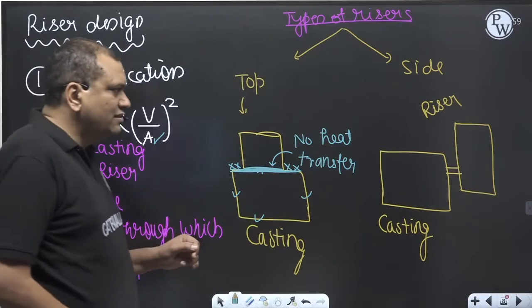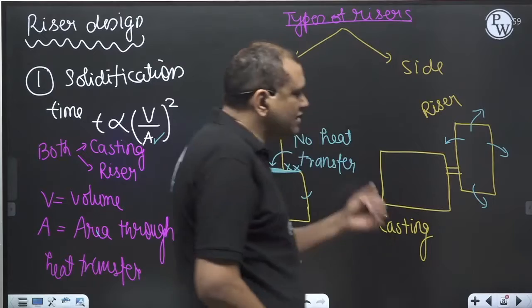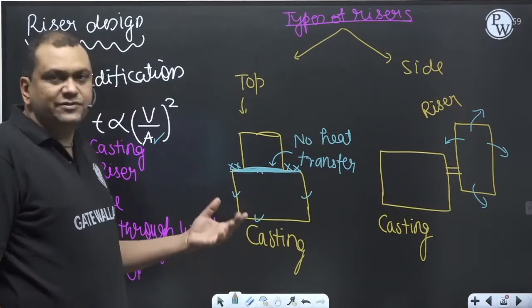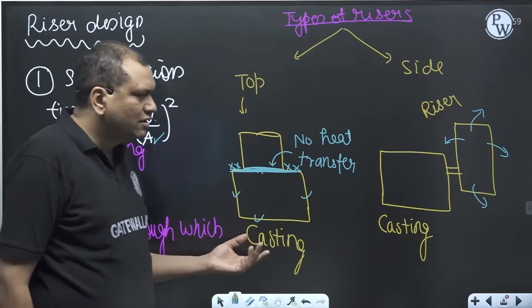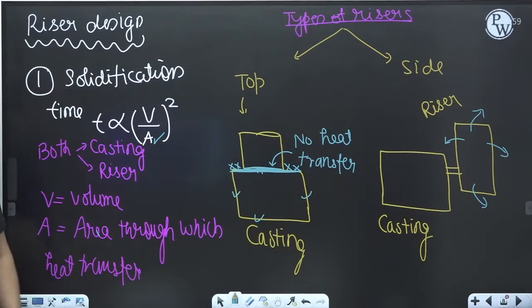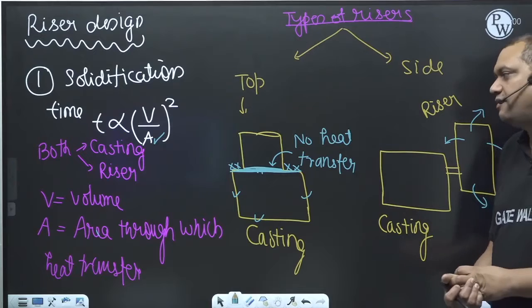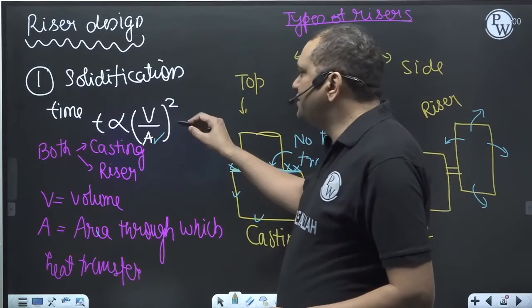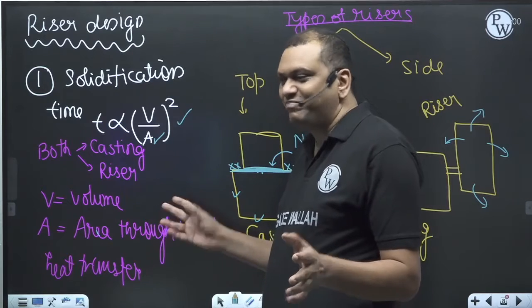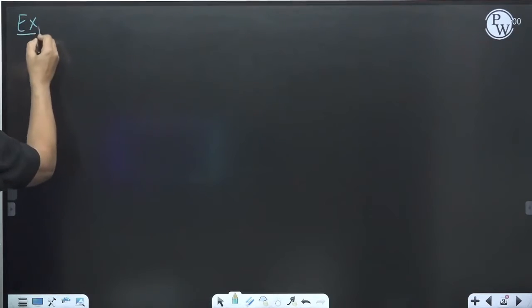But if it is a side riser, heat transfer is taking place from all the surfaces. Heat transfer is taking place from all the sides. So the entire surface area will be counted here. Okay? So apply this formula. It is called first principle. And get the solutions. So I will discuss one example here.